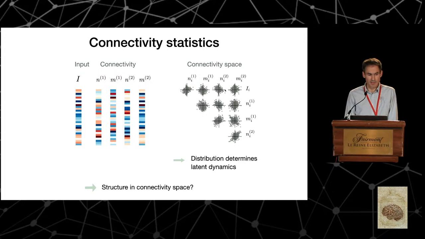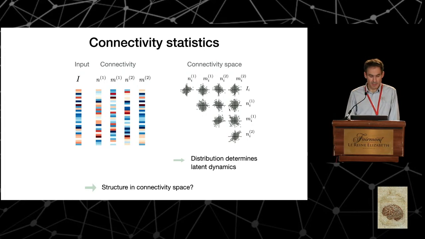Okay, now this representation in the connectivity space looks very similar to the representation in selectivity space that I showed you at the beginning. In fact, we can show that connectivity determines selectivity. So the distribution in connectivity space will determine the distribution in selectivity space. So what we can do is look at this distribution in connectivity space and apply the same kind of analysis that I showed you for selectivity. Basically, we ask: is there any structure in this distribution, and does it play a role?